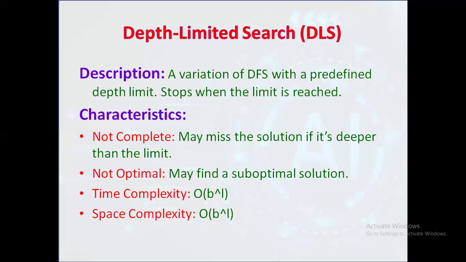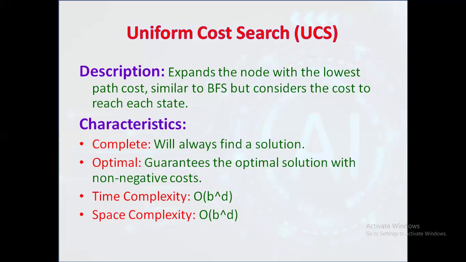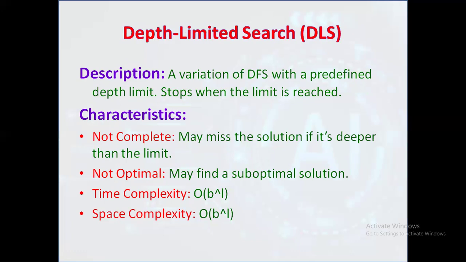Next, the depth limited search. The previous one was the uniform cost search. The next type is the depth limited search. We are calling it DLS. DLS represents depth limited search. This depth limited search DLS is a variation of depth first search, DFS. Make a note of it. A variation of DFS that imposes a predefined depth limit. The algorithm stops searching when the depth limit is reached, preventing it from exploring too deeply into the search space.